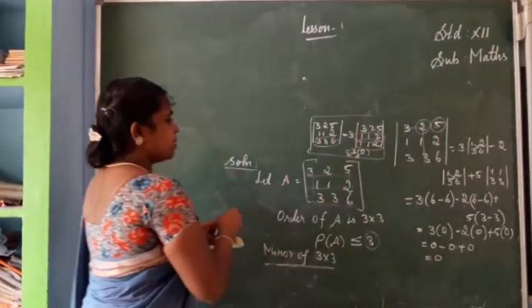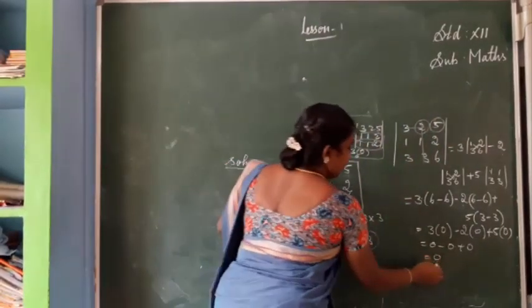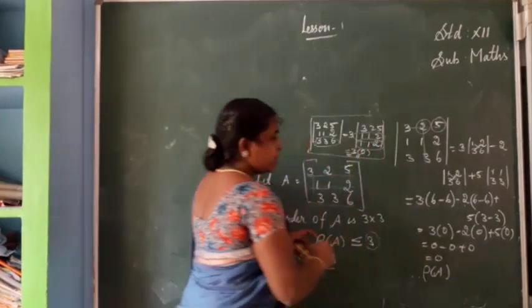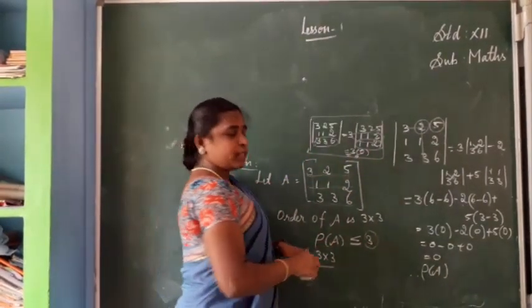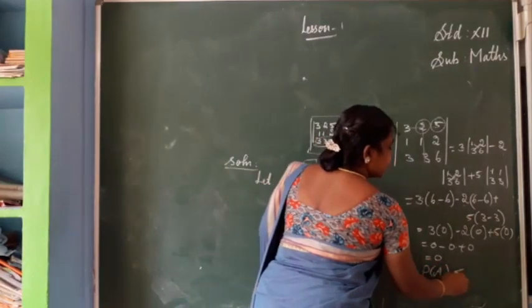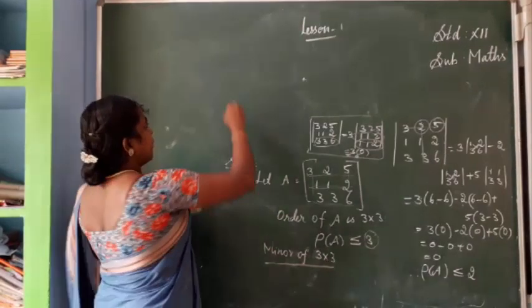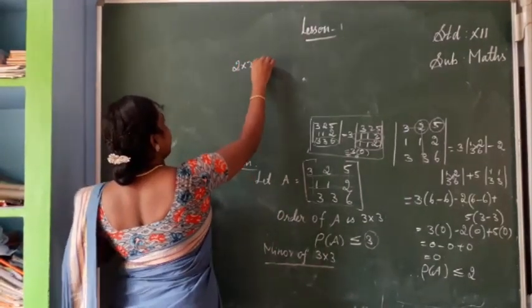Okay, next step is, after getting 0, now you can say that for rank of A, 3 is not possible, so less than 3, that means less than or equal to 2. Okay, next 2 by 2 minor.